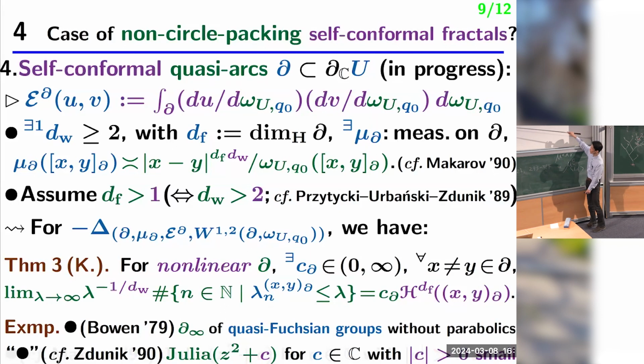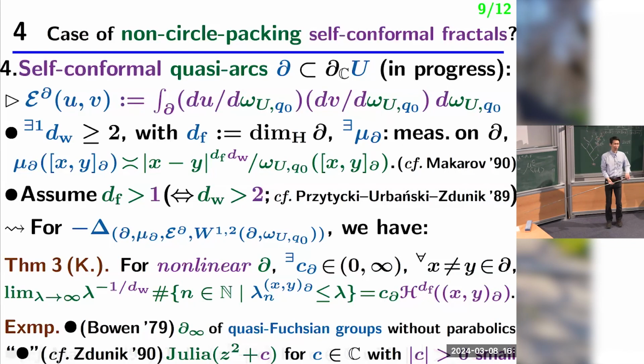But for the second case of the Julia sets, we have to consider general conformal maps. In this case, verifying this nonlinearity rigorously might not be that easy. Okay, I stop here. Thank you very much.